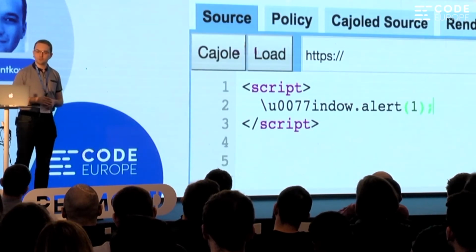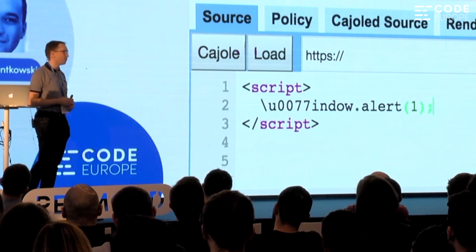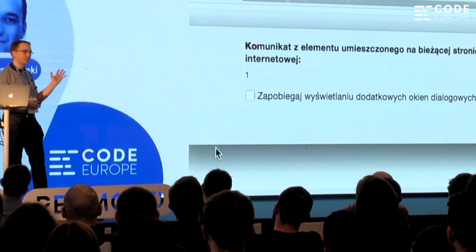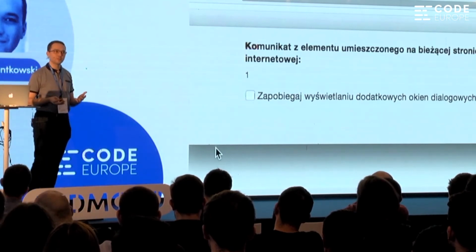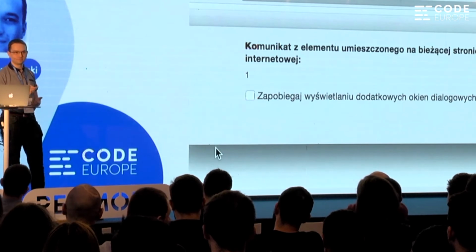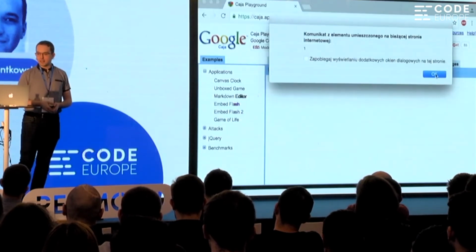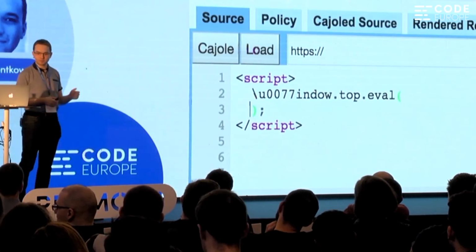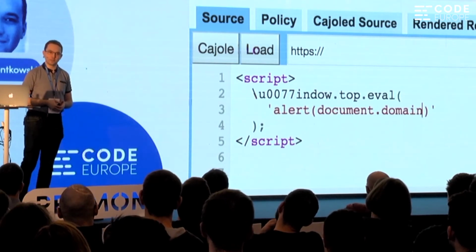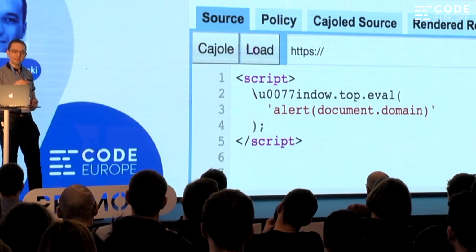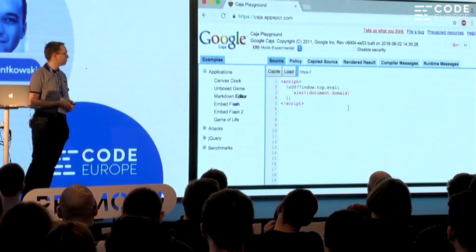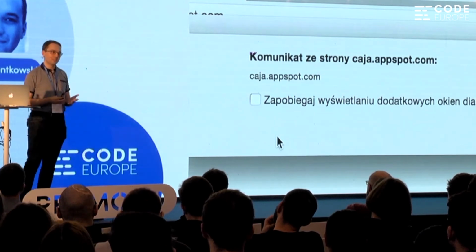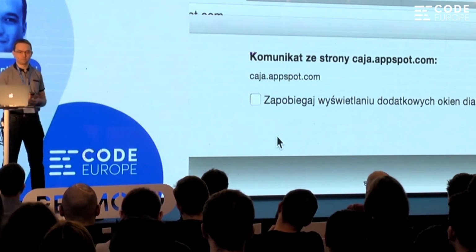and let's write \u0077indow.alert(1). When I press Cajole right now, we can see that we have alert 1 without the untrusted code says. So we actually escaped the Caja sandbox. Let's try another example with alert(document.domain). I will reference the top window and eval alert(document.domain) in it. When I say Cajole, we can see that I work in the domain caja.appspot.com, which means I am in the main domain I shouldn't be able to escape to.